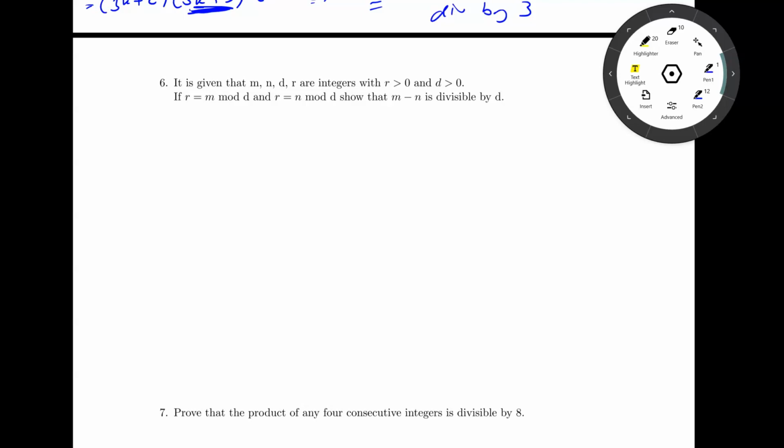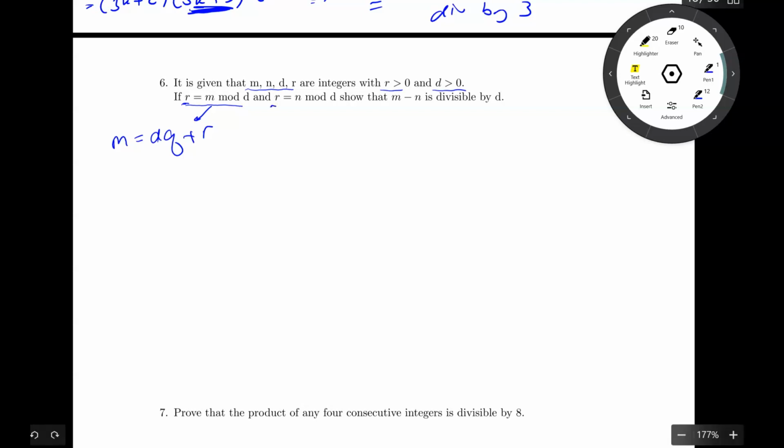Okay, so let's do a little bit of a different kind of problem. Here I have all these integers, m, n, d, and r. r has to be bigger than 0 because that's the remainder, and d has to be bigger than 0 because that's my divisor. Okay, so what do they say? r is equal to m mod d. What does mod mean? That means r is my remainder. So what this translates to is m equals dq plus r, right?